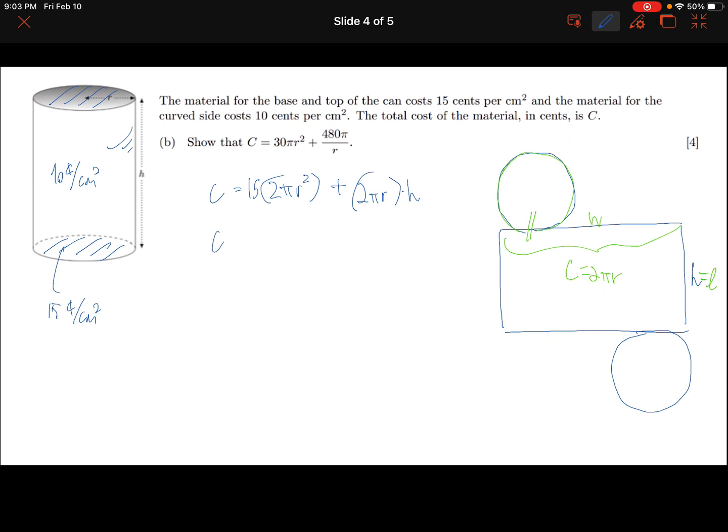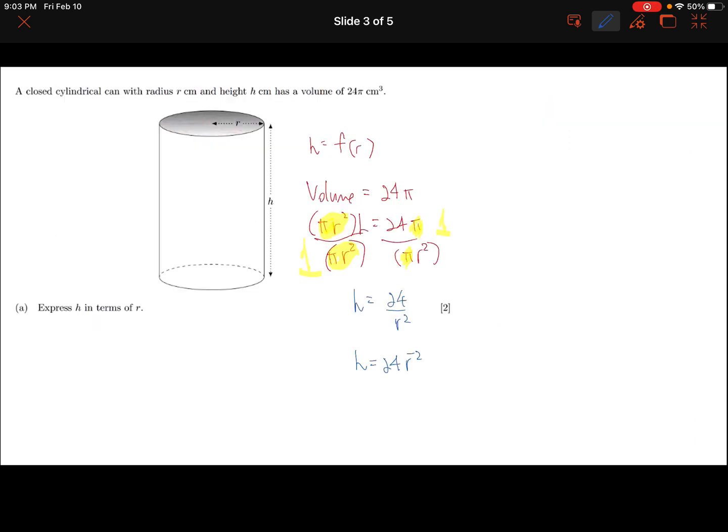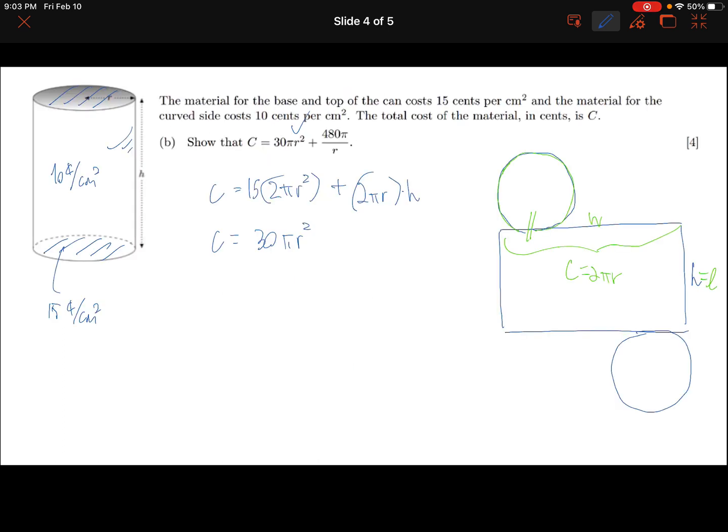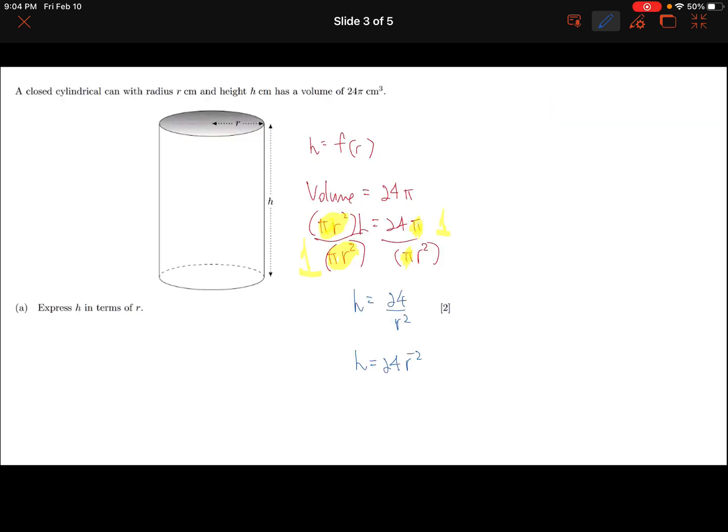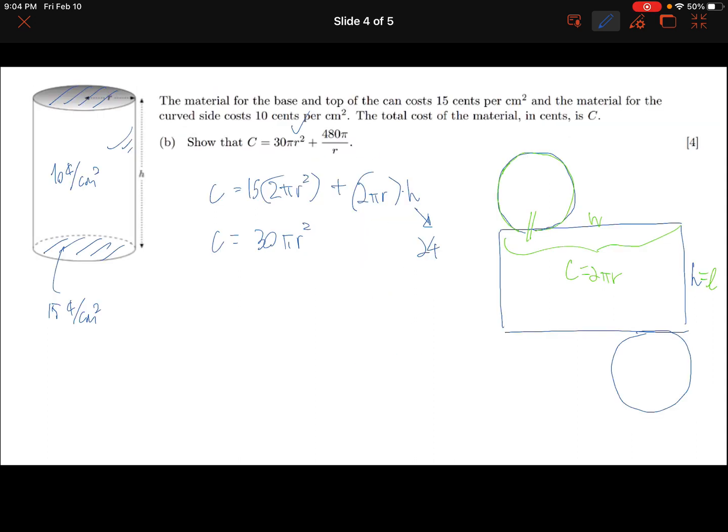Right now it looks like we have 30 pi r squared, which is what we need. So that's kind of nice, right? We have that right now, 30 pi r squared. So we're done with that first term. The second term, not so much. We have a little bit of work to do. But if we go back to part A, remember h is equal to a function of r, 24r to the negative 2. So what we're going to do is write down 24, I think it was 24 pi, I believe. No, it wasn't. It was just 24.